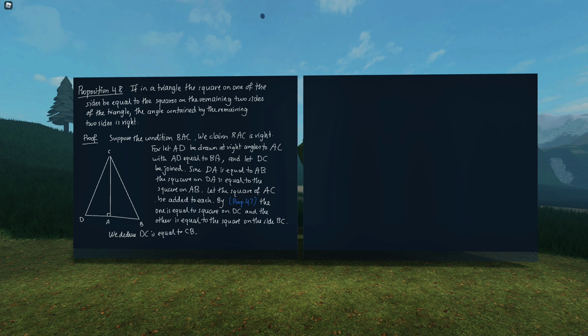But then by proposition 8, we're done, right? Because we've proven the side DA is equal to the side AB, the side AC is common, and the opposite sides have the same length. So by proposition 8, the angles have to be equal. BAC is equal to DAC, which is a right angle. So we're done. So we have both directions in Pythagoras' theorem. And that's it for book 1. Nice.